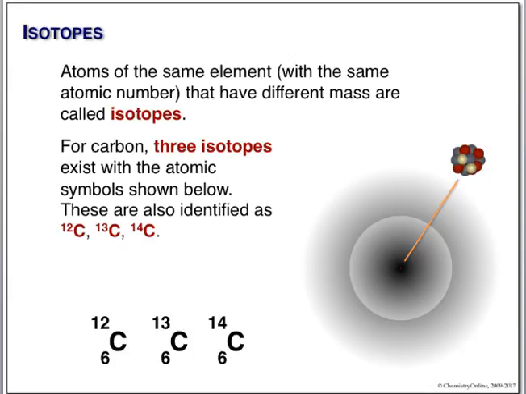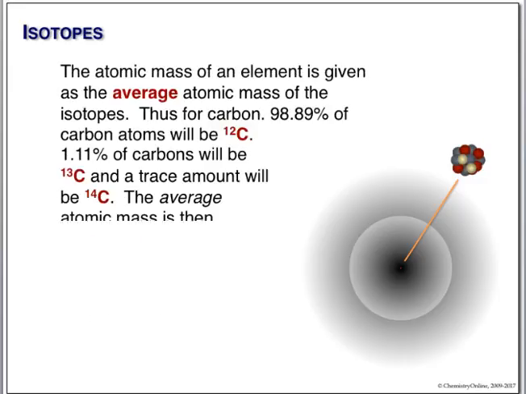Well, if carbon exists as 3 isotopes, one that weighs 12, one that weighs 13, one that weighs 14, how do you ever weigh out an exact number of carbon atoms? You do that based on the average atomic mass. Now, we're not actually going to do this calculation on an exam, but this is how it's done.